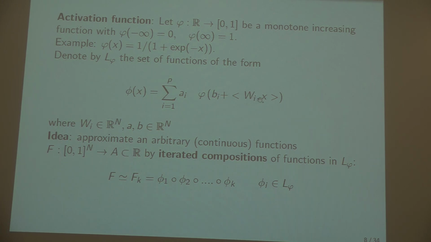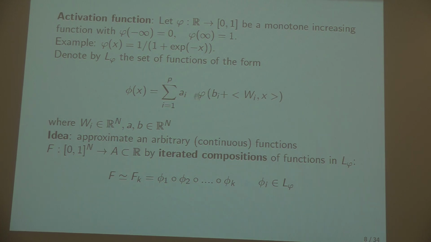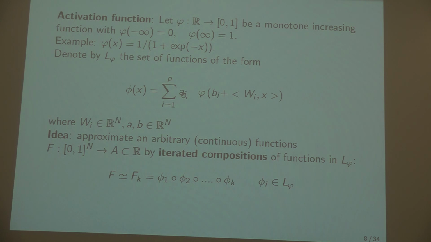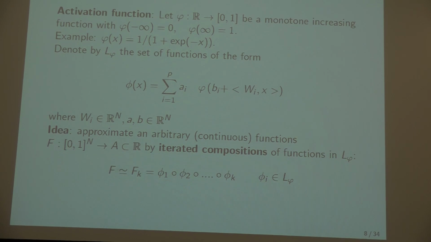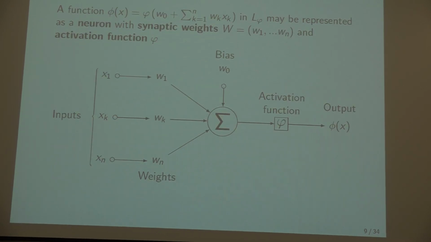Now you generate functions by doing this. You do an affine transformation inside, then you apply phi, and then you do a linear combination outside. So you have weights inside and you have weights outside. The idea is that by doing this, you generate a family of functions which, by composition, can approximate an arbitrary continuous function. So I'm going to now go into this. Now, where do neurons come in?